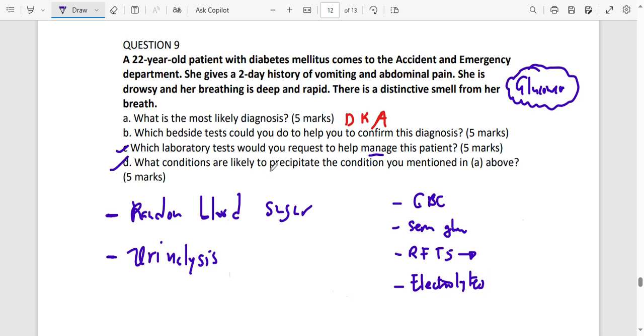What conditions are likely to precipitate the condition you mentioned in A? What conditions can precipitate or can make this condition to happen or to make it more likely, the diabetic ketoacidosis? Anyone? Infection. Thank you so much. Right. Thank you. MI, infections, trauma, and also omission of insulin.